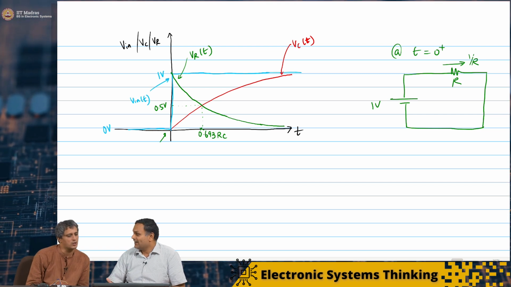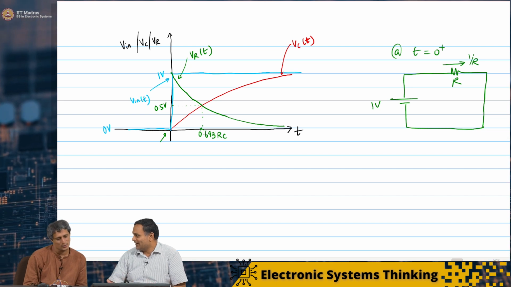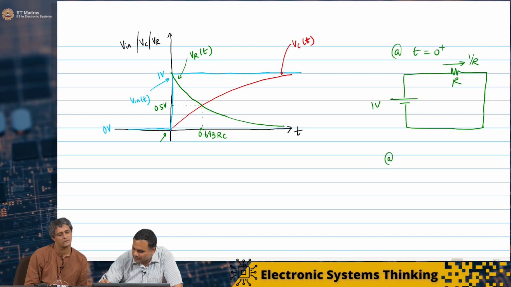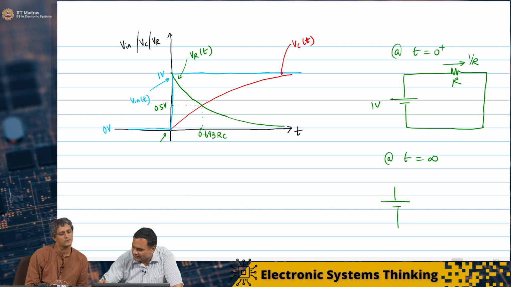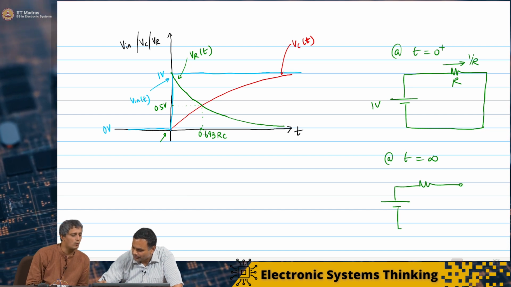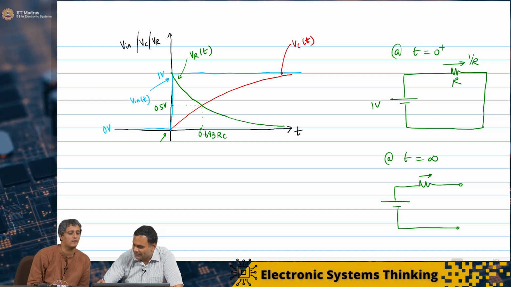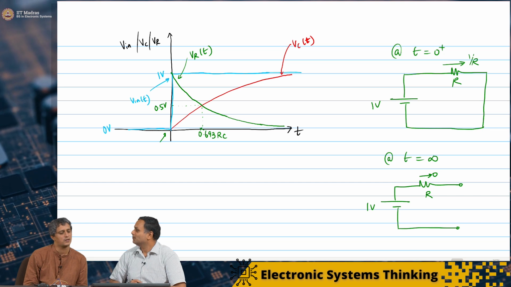And we know that for DC voltages, the capacitor is an open circuit. There is no current flowing through the capacitor, and therefore there is no current. So at t equal to infinity, we expect the equivalent circuit to look like this. Capacitor is an open circuit, so this current is 0, and therefore the voltage across the resistor is also 0.